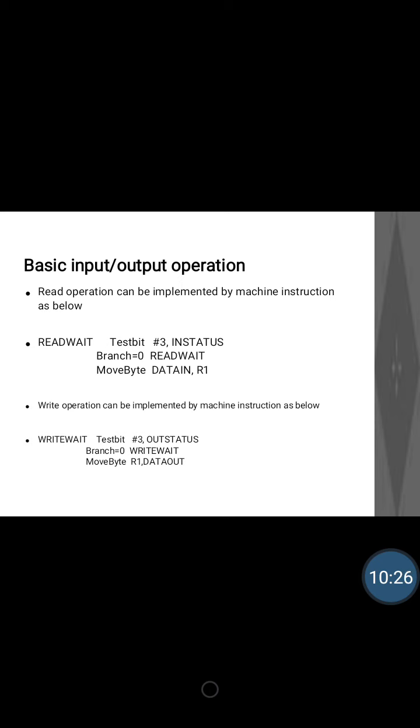Write wait: test #3, out status. Out status is one more status register. The third bit of the out status register is the S out bit. Okay, it has to check the S out bit. Branch if equal to 0, write wait. If the S out bit is 0, it has to wait. If the S out bit is 1, then what happens? It comes to know that yes, everything is already displayed and new data has to be placed. New data will be moved, kept onto data out, and further it will be displayed.